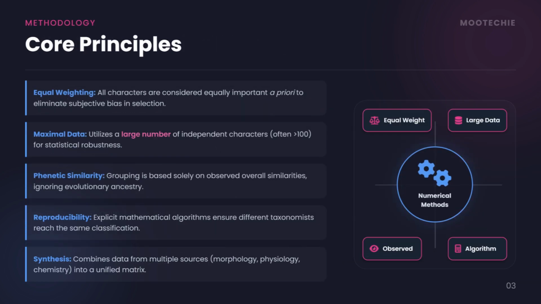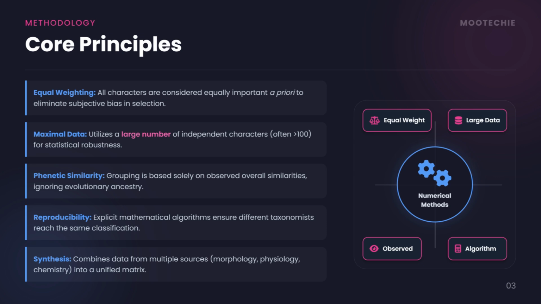Methodology. Main principles. Equal weighting. All characters are considered equally important a priori to eliminate subjective bias in selection. This principle prevents a researcher from unconsciously giving more importance to one trait over another at the start. Maximal data. Utilizes a large number of independent characters, often more than 100 for statistical robustness. The more traits we compare, the more reliable and stable the resulting classification tends to be.